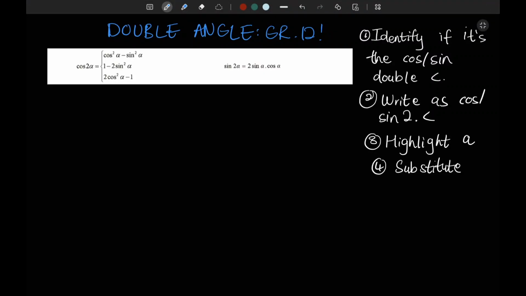Today's lesson is about double angles in grade 12 trigonometry. I told you guys that in grade 12 you only have compound and double angles, and from there it's basically grade 11 revision. So let's try the first example.